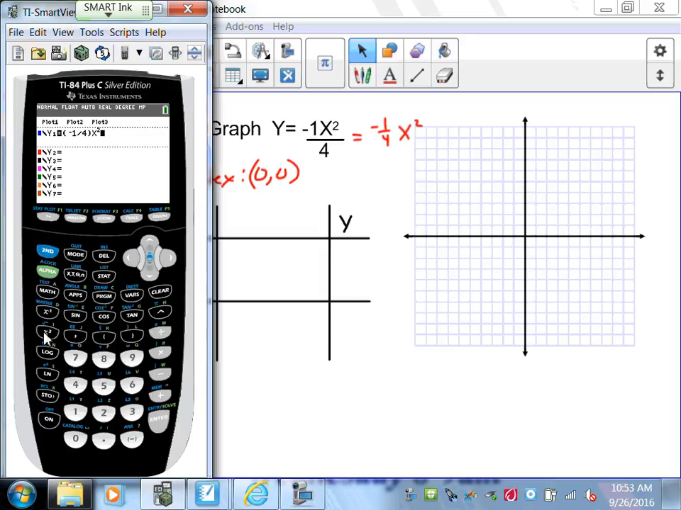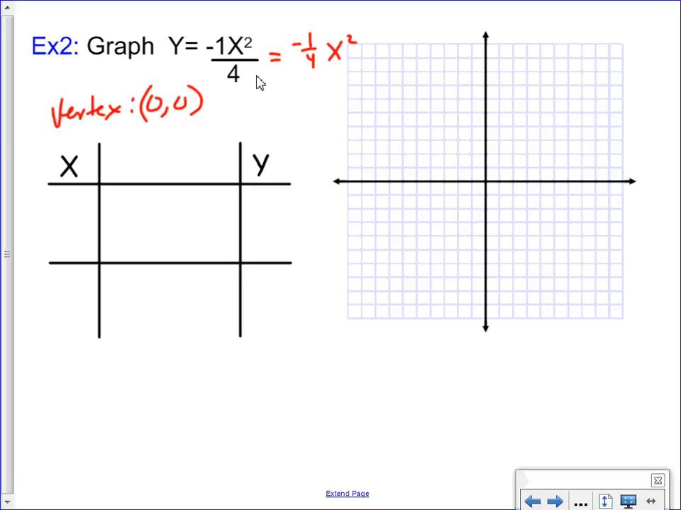Okay? Go to the table to help you find your next pretty points. So if your vertex is at 0, 0, the next nice point is at -2, -1, and then +2, -1, right? So you got -2, -1, +2, -1. Okay? Let's graph this.